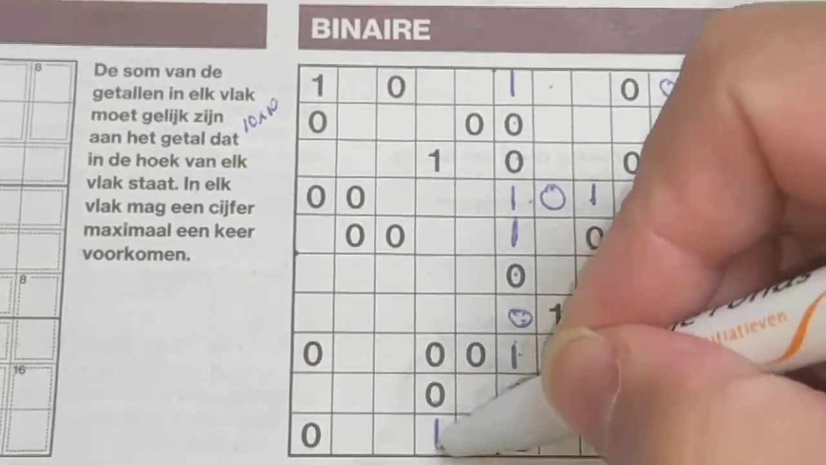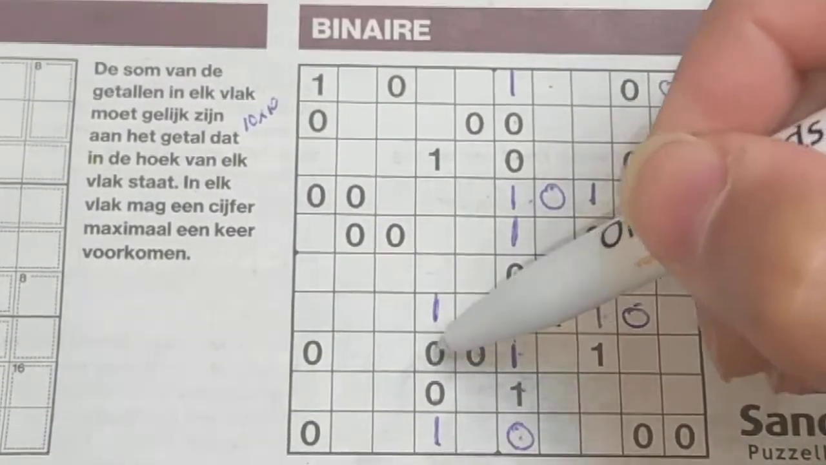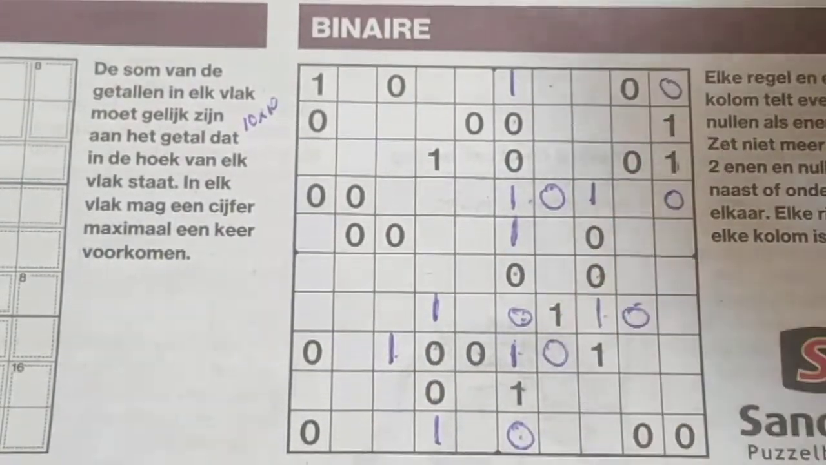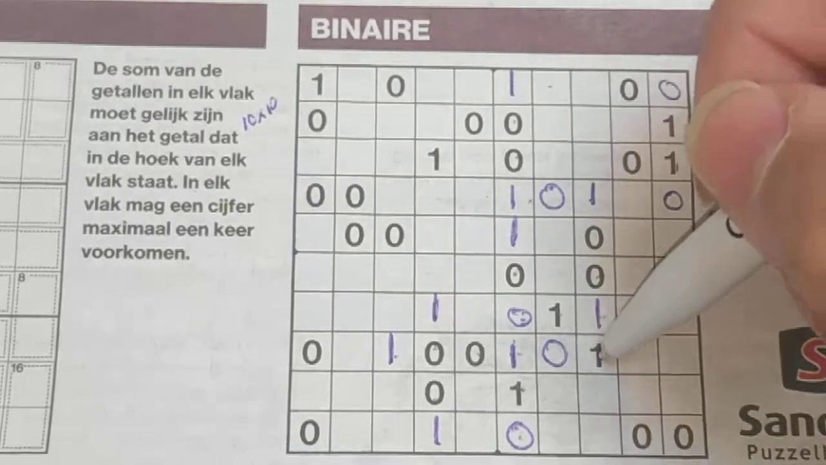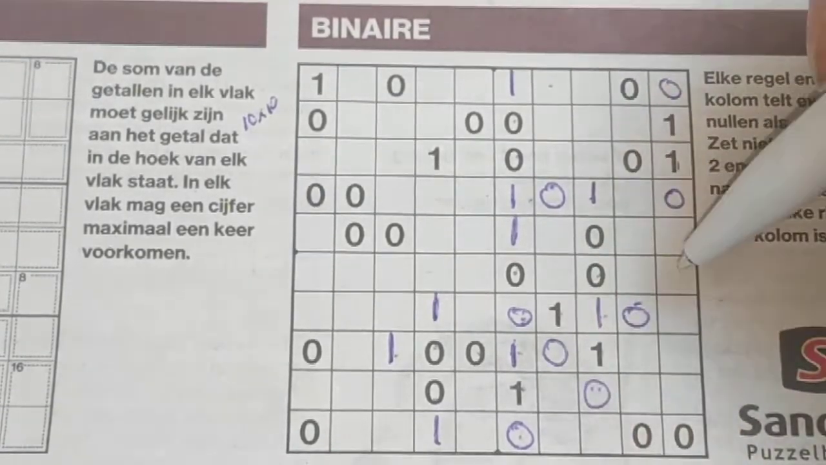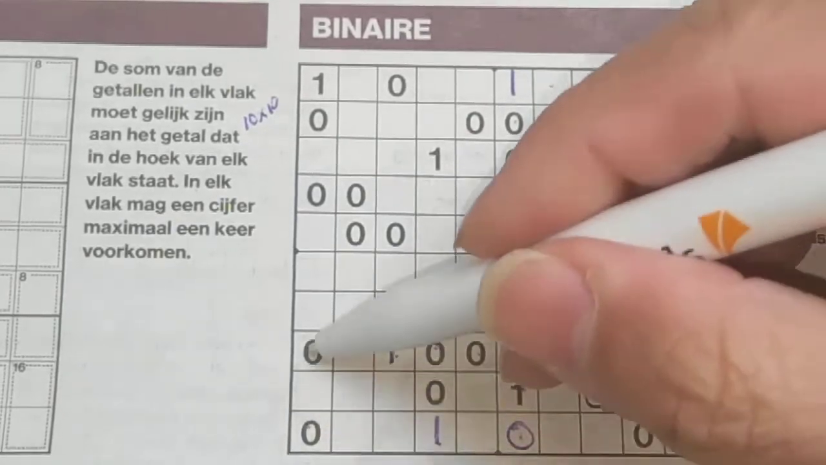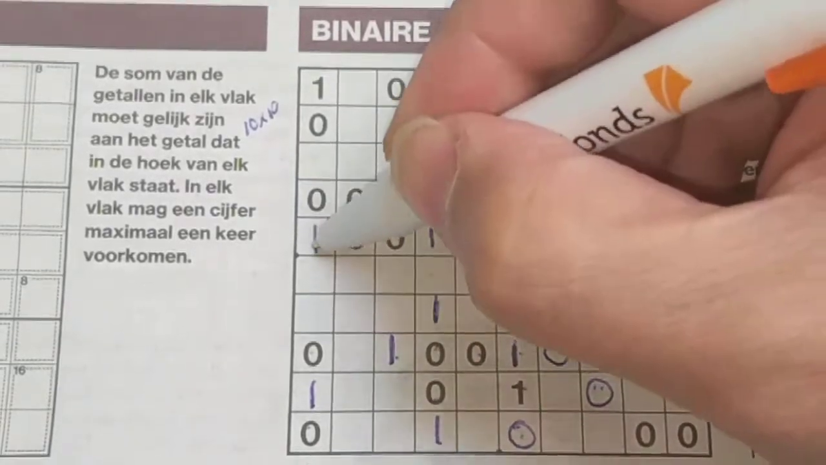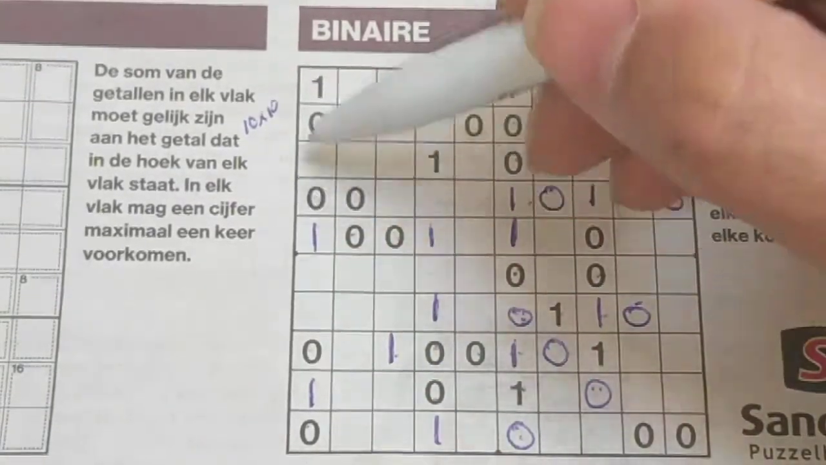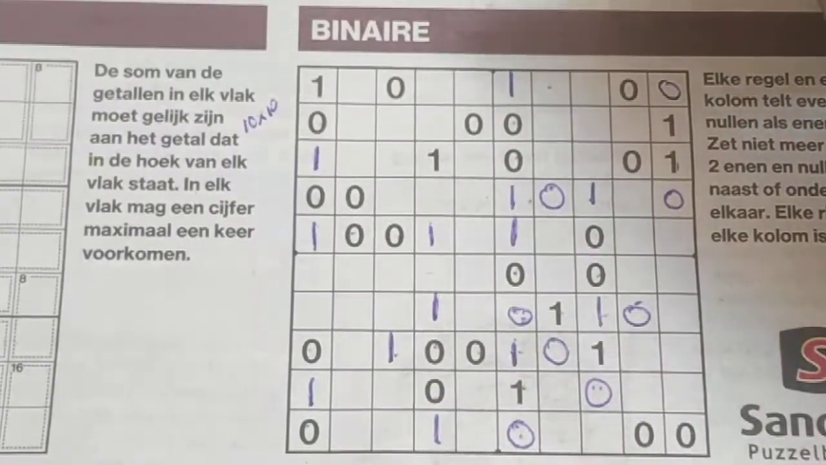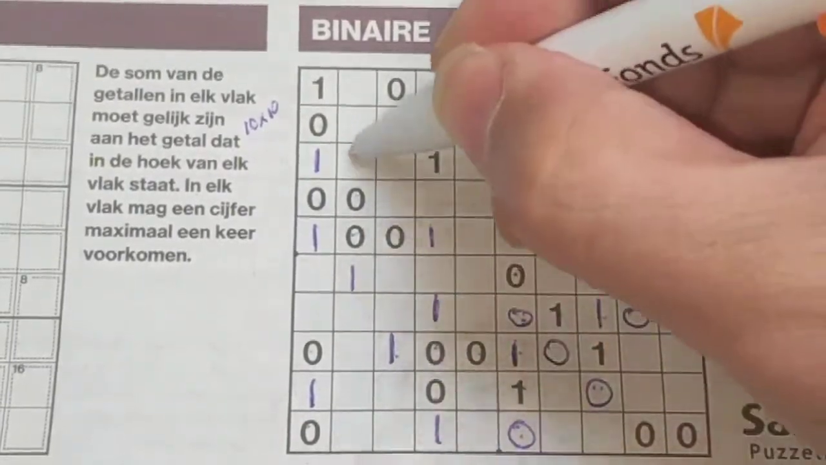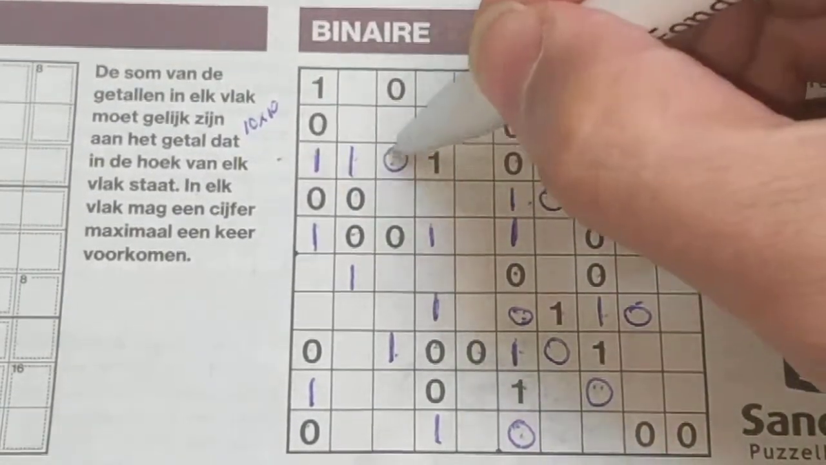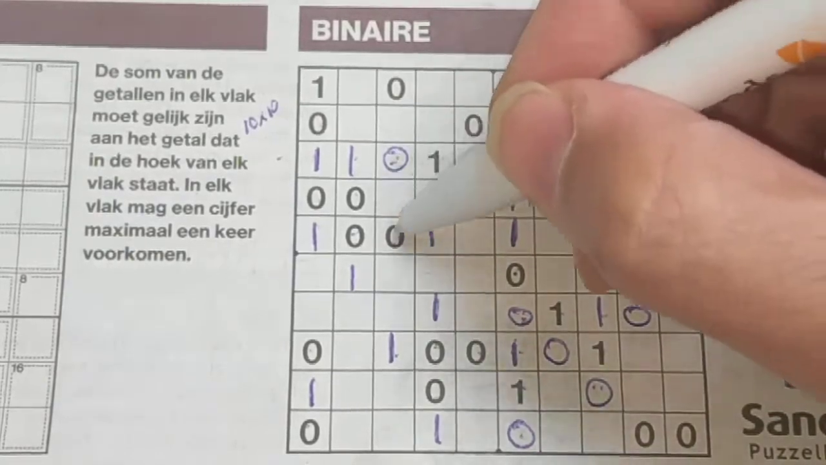Double O, here 1, there 1. Between 2 1's comes an O. Double 1, here an O, there an O. Between 2 O's comes a 1. Double O, here 1, there 1. Between 2 O's comes a 1. Double O, here 1, there 1. Double 1, here an O, there an O. Double O, between 2 O's comes a 1.